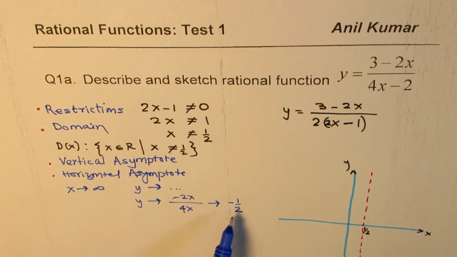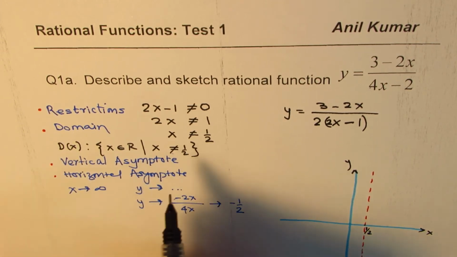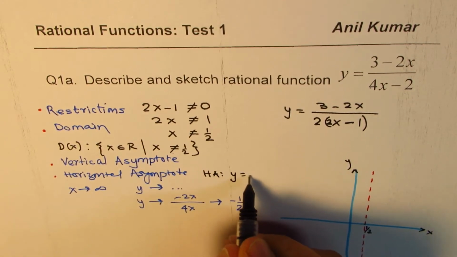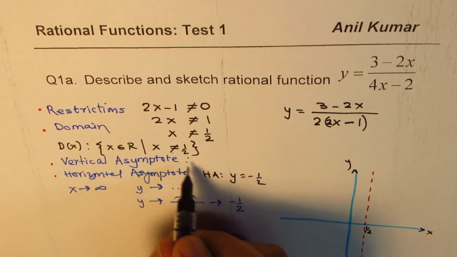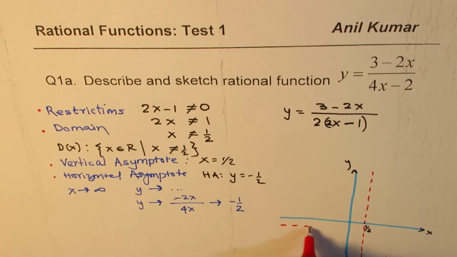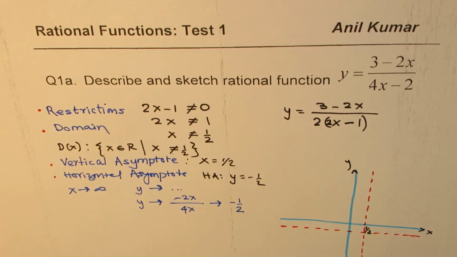Since we are approaching a particular value, we are not there, but we are approaching, that becomes the horizontal asymptote, right? So we say this function has a horizontal asymptote, and the horizontal asymptote is y equals minus half. Let me write the vertical asymptote here as x equals half, which we have just shown here. So that really means that we are approaching the value minus half. That is how it is represented on the graph. Okay, so we know all this.